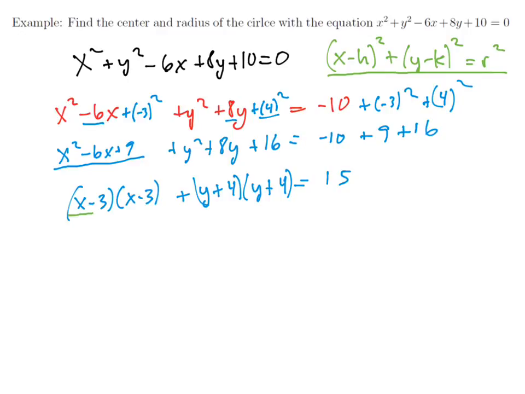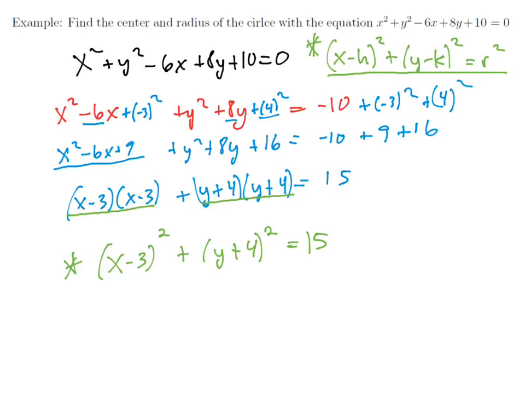So what we see is that these two binomials are the exact same. Likewise, these two binomials are the exact same. So we write this as x minus 3 squared plus y plus 4 squared equals 15, like this. So we have the equation now in standard form.